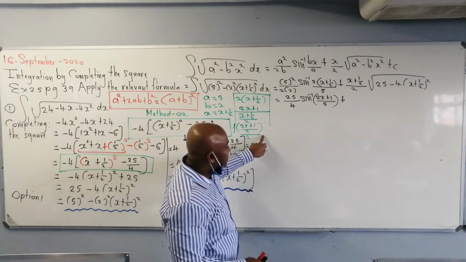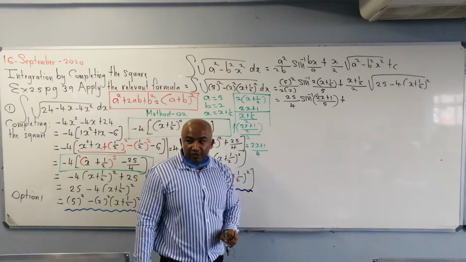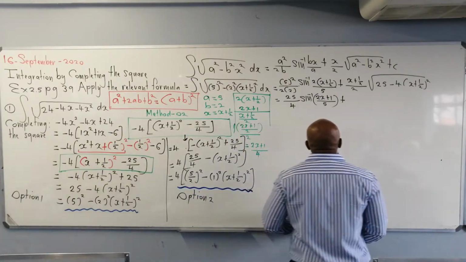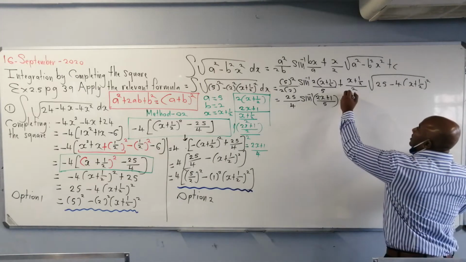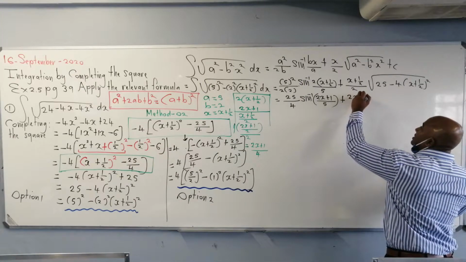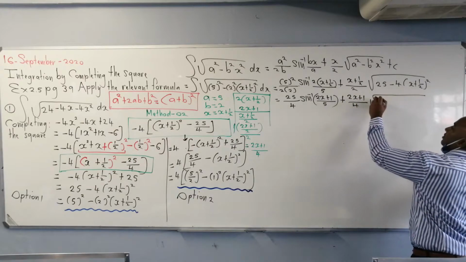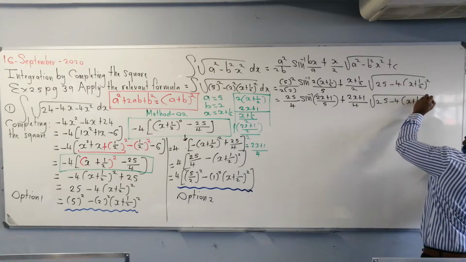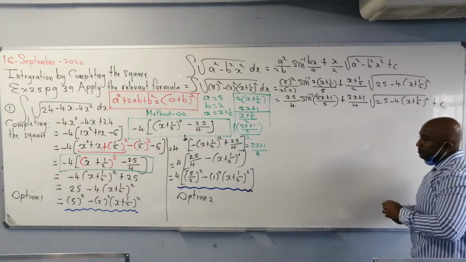So what I'm going to do is invert and multiply, so you're going to get times 1 over 2, which is 4. You can do that in your head or check in your calculator. Right, so now this is going to be 2x plus 1 over 4 times the square root of 25 minus 4 times x plus half all squared plus c. So that is option number 1.